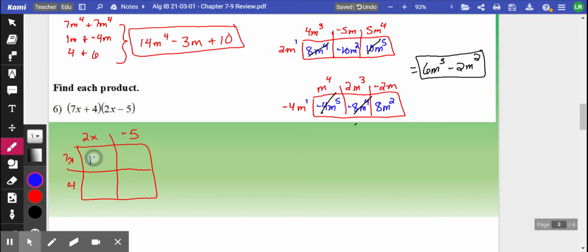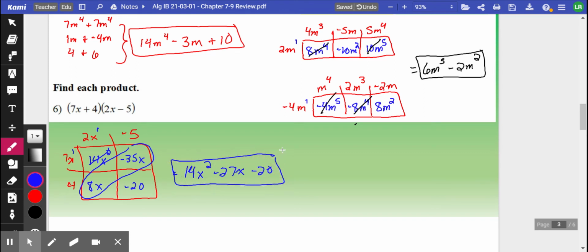7x times 2x, that's 14x squared. Remember, x times x is x squared. 7x times negative 5 is negative 35x. Down to the bottom. 4 times 2x is 8x. And 4 times negative 5 is negative 20. Add up my like terms. I would have 14x squared with my x's here. 8 plus negative 35 is negative 27x, and then minus 20. And that is simplifying.